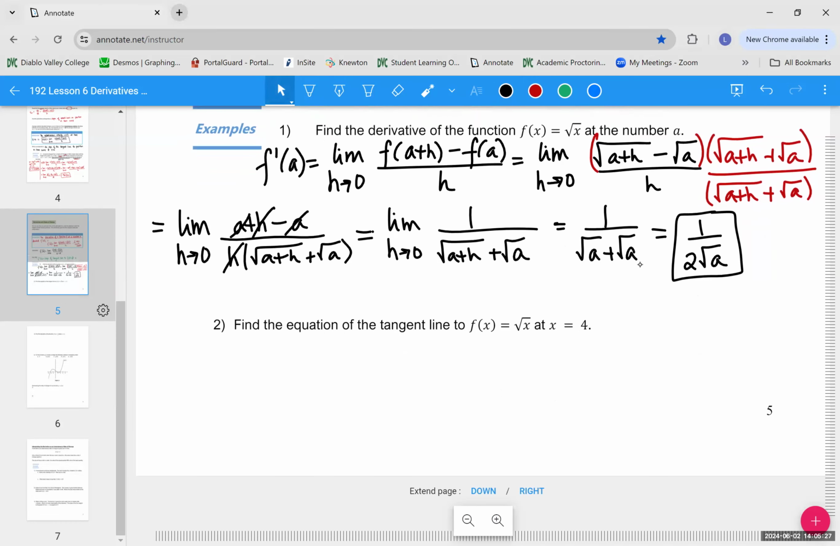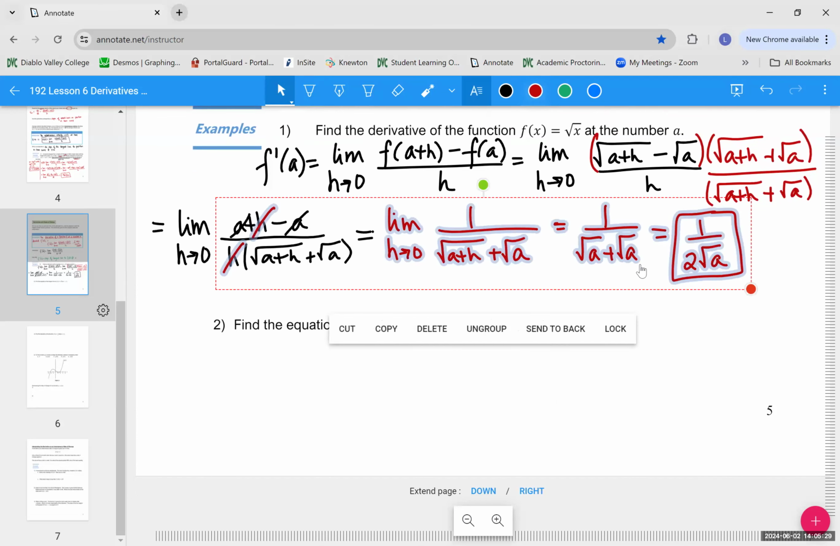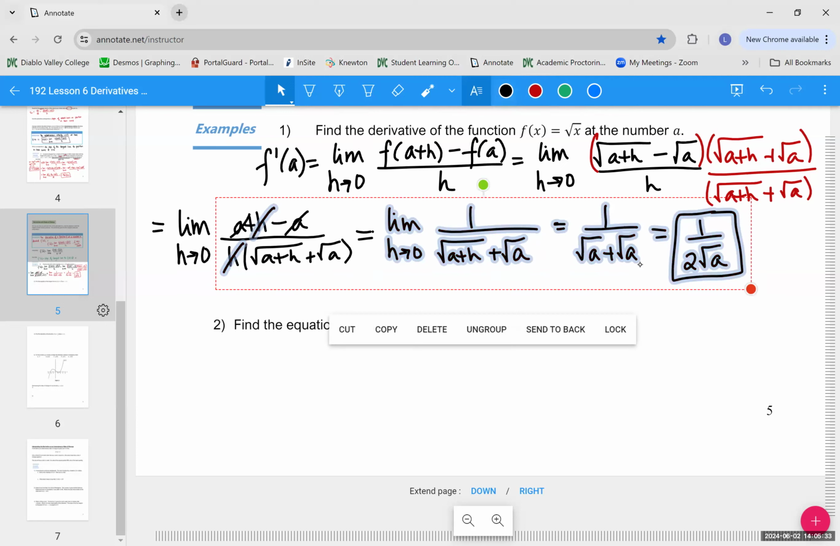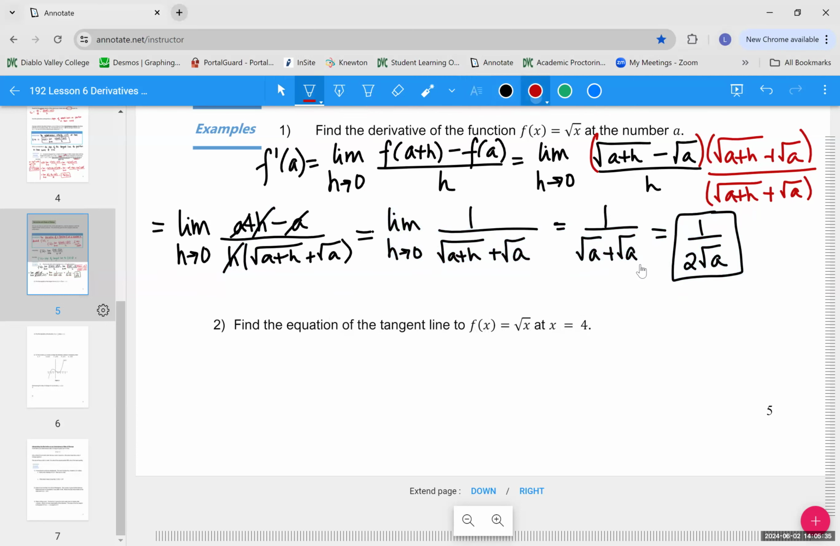And the second problem is just asking me to plug in a equals 4. Oops. So f prime of 4 will be 1 over 2 times the square root of 4, or 1 over 2 times 2. You know what? I did it again, didn't I?